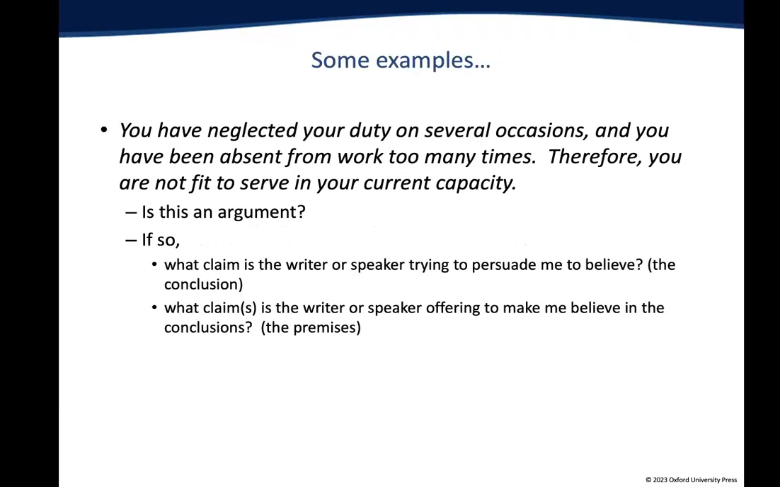So here's an example from your textbook. It's one of those examples in the exercises at the end of chapter 1. You can take a minute to read through the example, and then I want you to decide, is this an argument? And if so, try to pick out the conclusion and the premises. So pause the video and take a couple of minutes to analyze that and try to make those determinations.